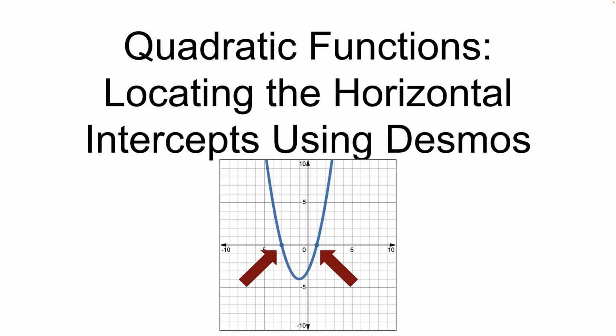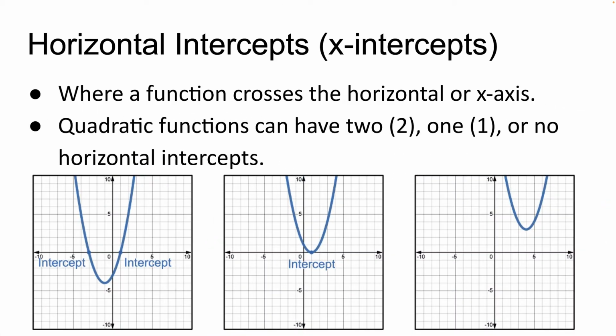In this video, we're going to learn how to locate the horizontal intercepts using Desmos. Let's get started. The horizontal intercept is more commonly known as the x-intercept. This is where a function crosses the horizontal or x-axis. Quadratic functions can have 2, 1, or no horizontal intercepts.